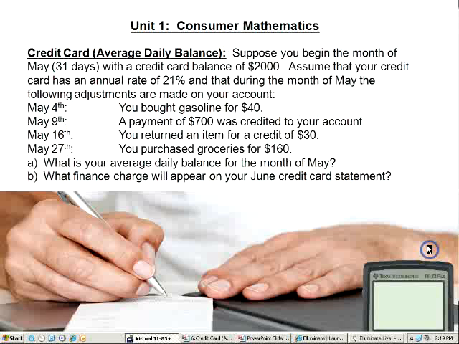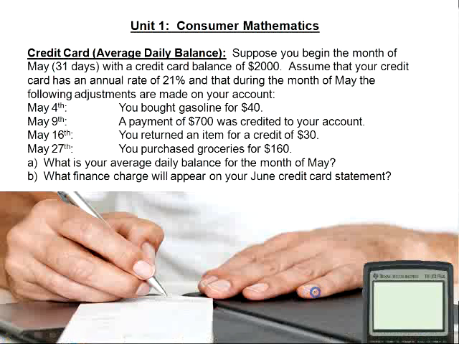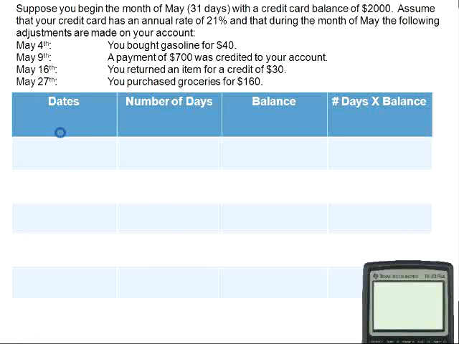Quick comment, anytime you buy something, charge something, or purchase something, your balance goes up. Anytime you make a payment or you return an item for a credit, your balance goes down. Now, to calculate the average daily balance, we need to organize this information we have about our transactions in a table. And our table needs the following columns: dates, number of days, balance, and then we're going to take the number of days times the balance.